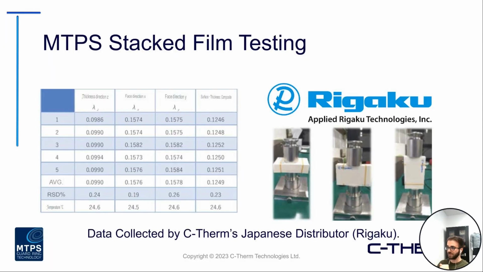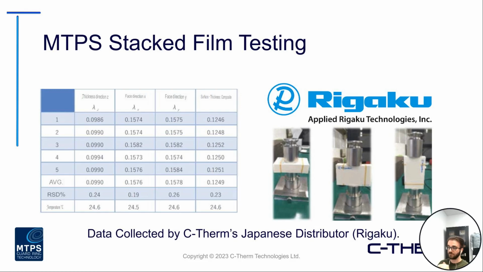And I do want to flag some of this. This was some data that was collected by our distribution partners, Rigaku. Adam mentioned earlier, they offer a line of calorimetry instruments, but they are also our distributors in Japan. And this is some data that one of our colleagues over there generated with the MTPS on these films.